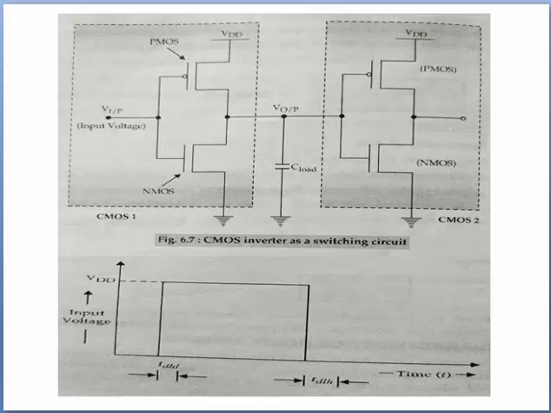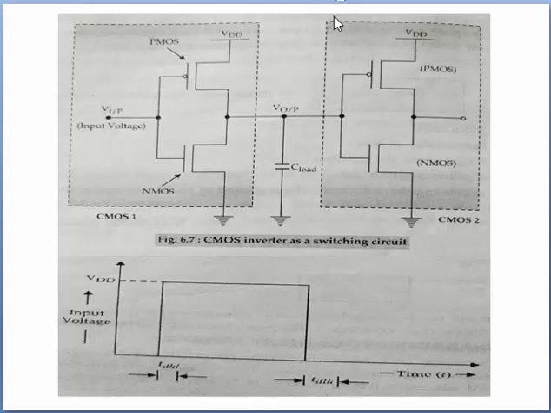Now today we will discuss delay models. First of all, what is delay? Delay is the time gap between the given value at the input and the time at which the change is reflected at the output due to that input.